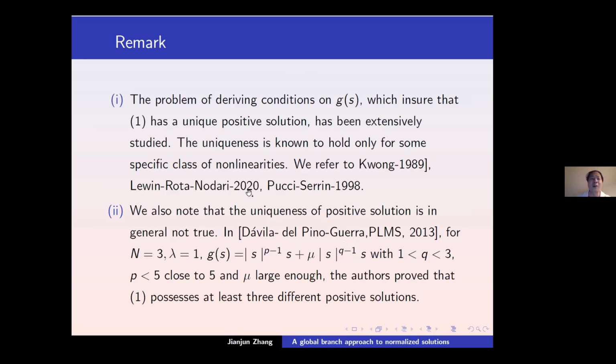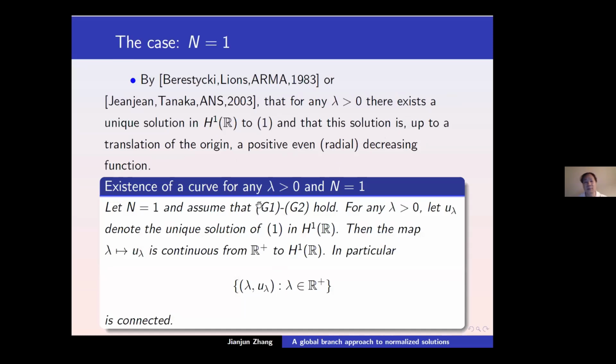So in our work, we can show that if the mass lambda is very small, for a general nonlinearity g, the positive solution is unique. In this paper, the mass lambda is fixed. So if lambda is very small, we can show that the positive solution is unique. Now this result is about the one-dimensional case.